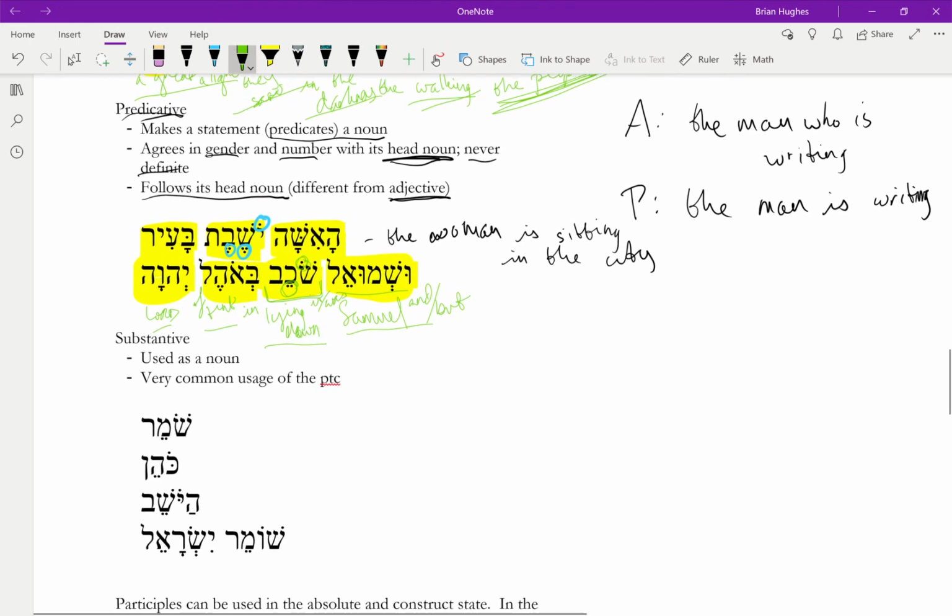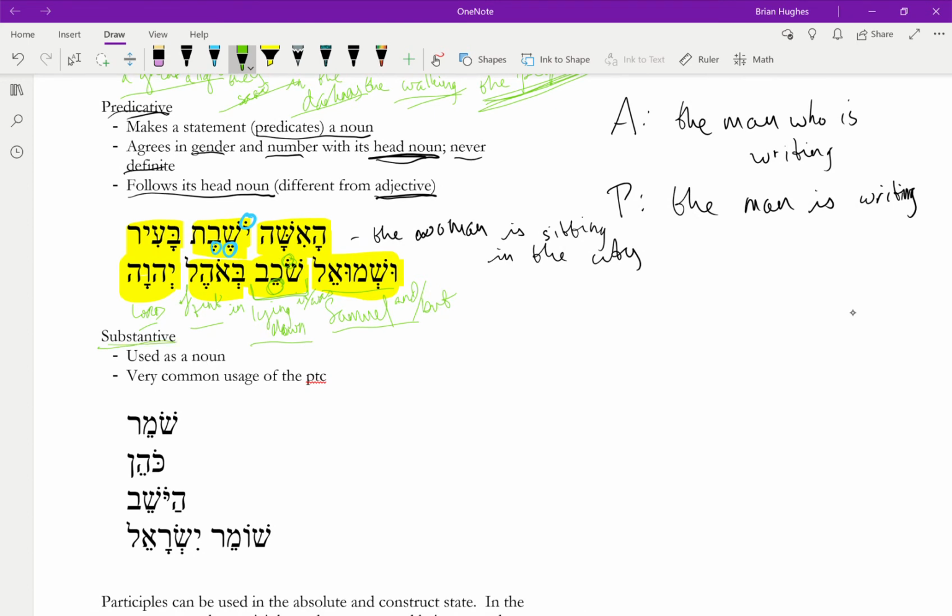Okay, there's also the substantive use of the participle, and where substantive use of adjectives, they come and go, substantive use of participles are very common. So this is where you're not agreeing with another noun. The participle itself is acting as the noun, and it's sort of taking the identity of this person from this activity. Like I said, it's a very common use of the participle. So for example, shomer would be a guarding one, right? Or we might smooth that out to say guardian.